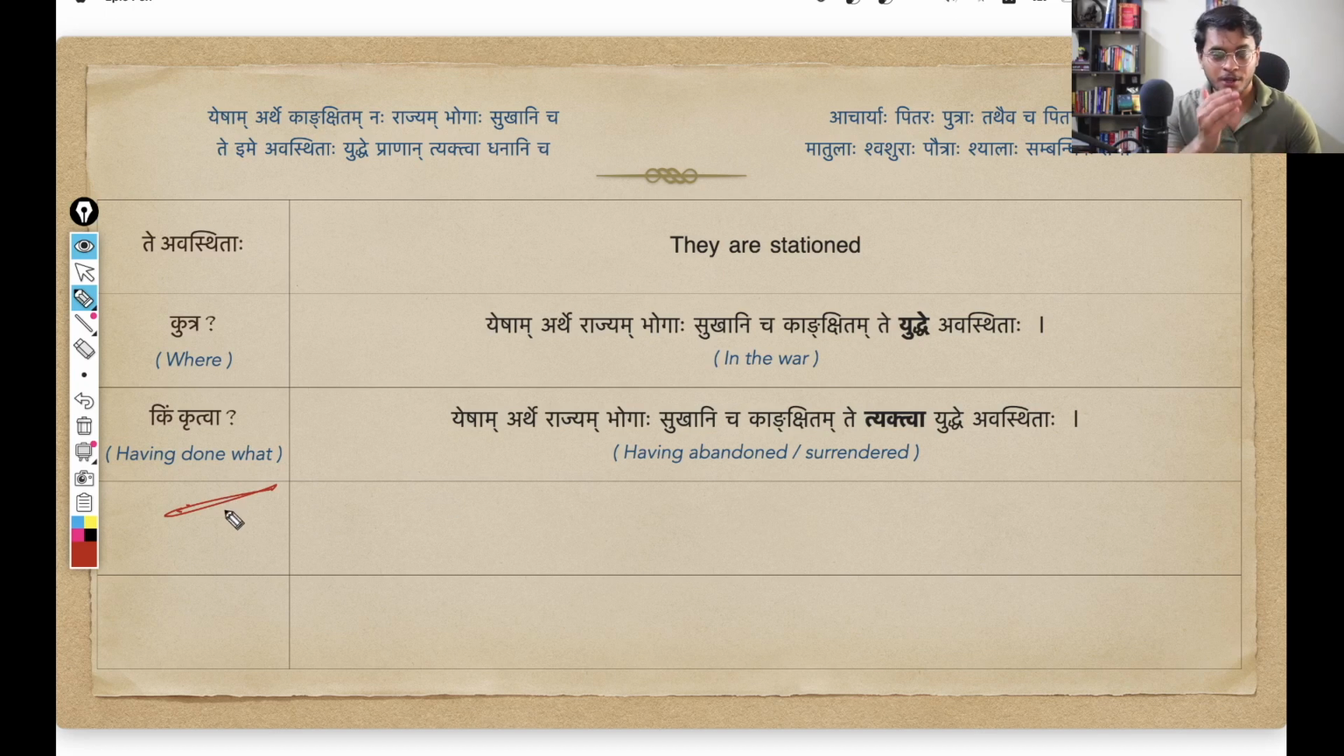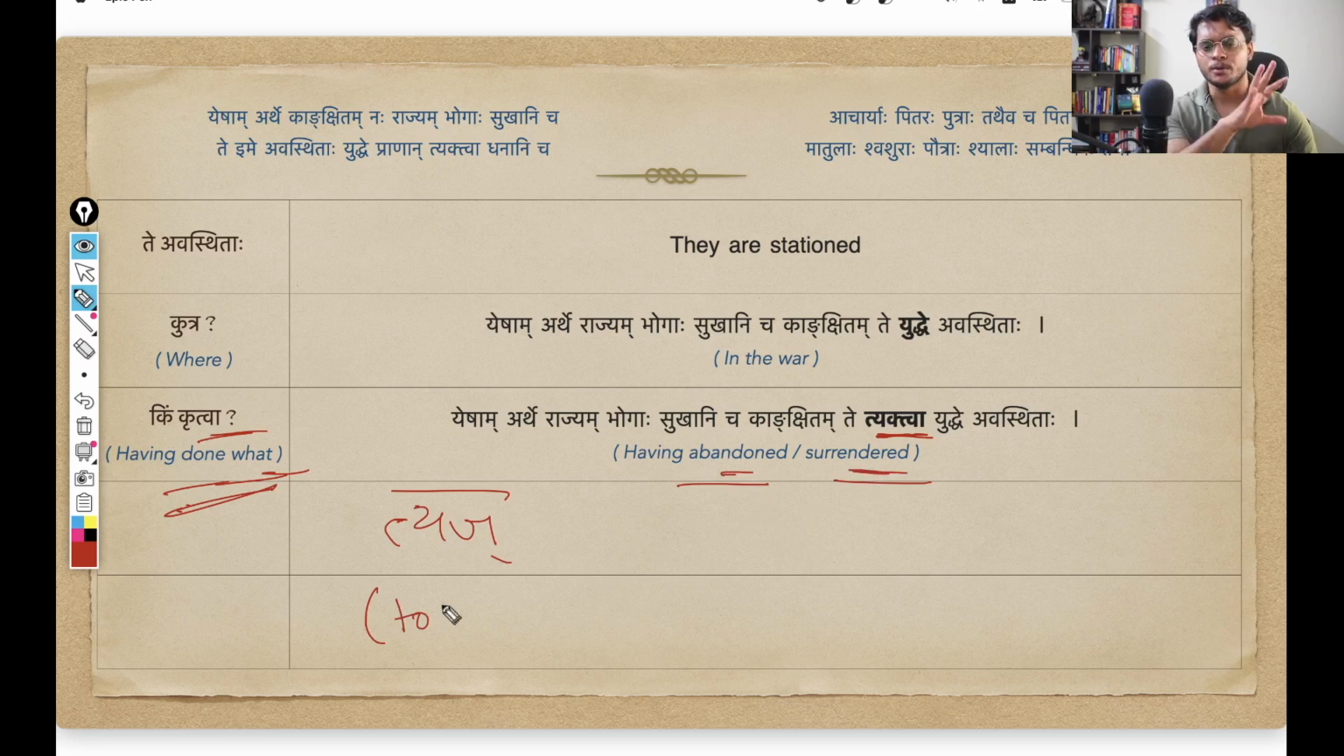And he further describes this brutal condition: kim kritva, having done what? Having done what are these people present in the war? So tyaktva, having abandoned or having surrendered. Tyaktva is coming from the dhatu tyaj. Tyaj means to abandon, to surrender, to give up, in that sense.